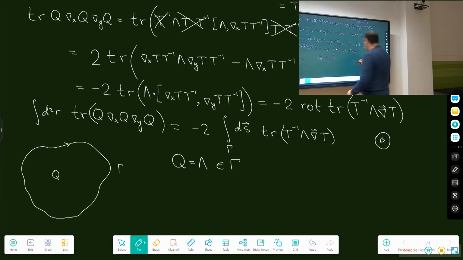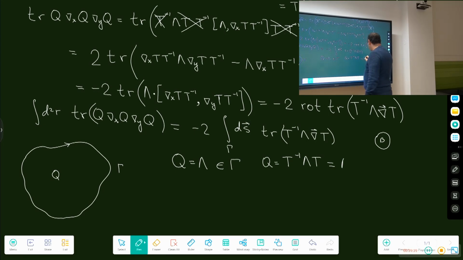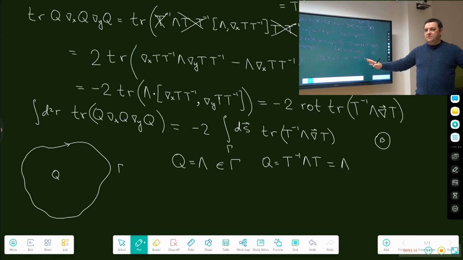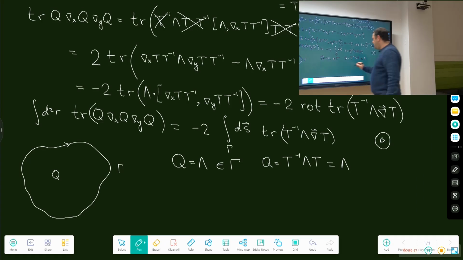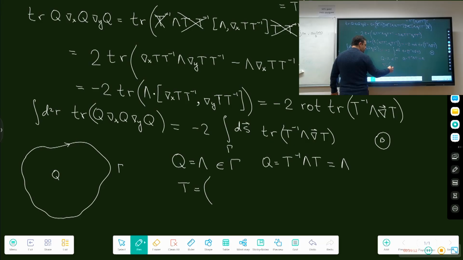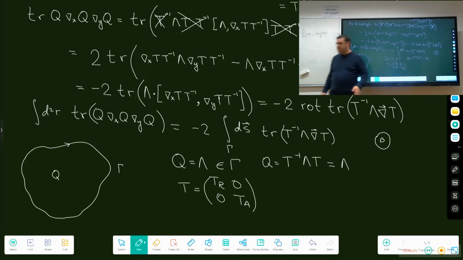And since we all remember that Q is T inverse lambda T, yeah? Q is this. And I want it to be equal to just lambda at infinity. What can I say about the matrix T? The matrix T at the boundary of my sample should have the following form. It should be block diagonal, with retarded and advanced parts, but nothing off-diagonal. So if matrix T is block diagonal, then T inverse lambda T will be just lambda.